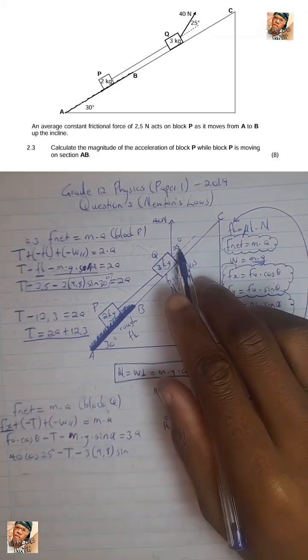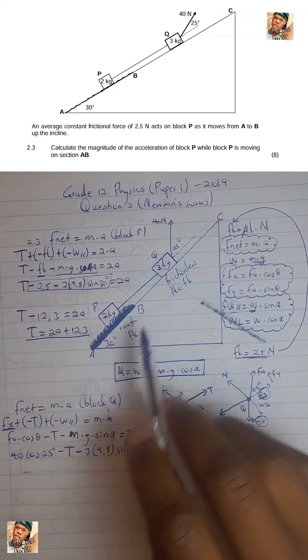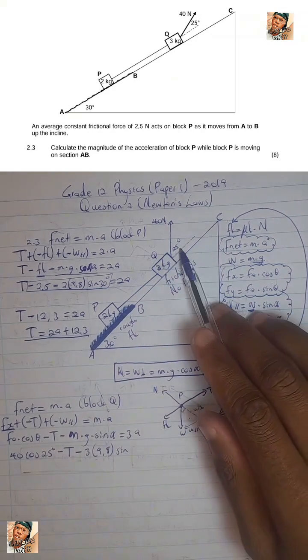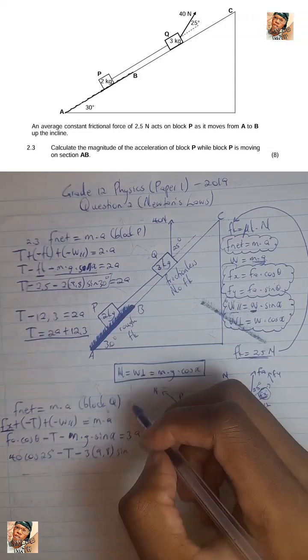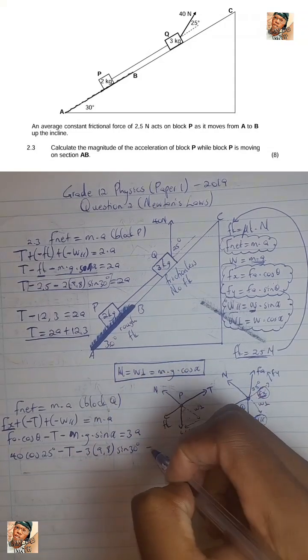Not the sine of 25, the sine of 30 degrees, because it is only the force applied that is acting at 25 degrees. The weight is acting at 30 degrees, not at 25, right? So we're going to substitute 30 degrees, then this is equal to 3A.